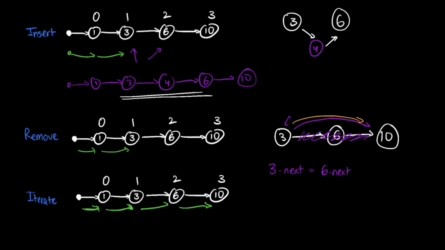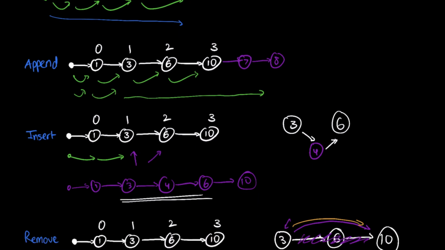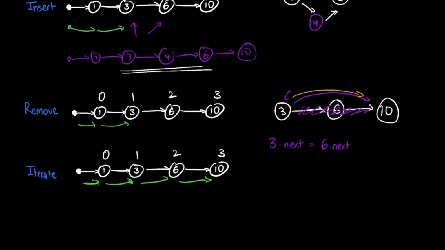So those are the key functions that we're going to use. We're going to get something from our list, we're going to append, we're going to insert, we're going to remove, and we're going to be able to iterate. So let's go ahead and implement this in code.